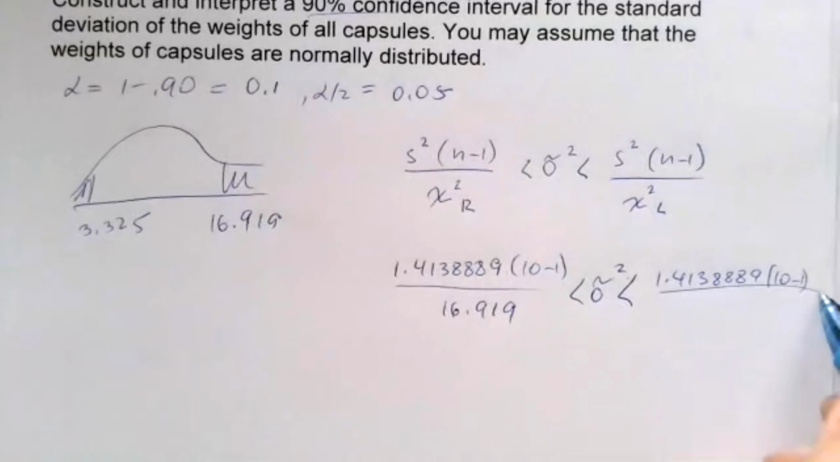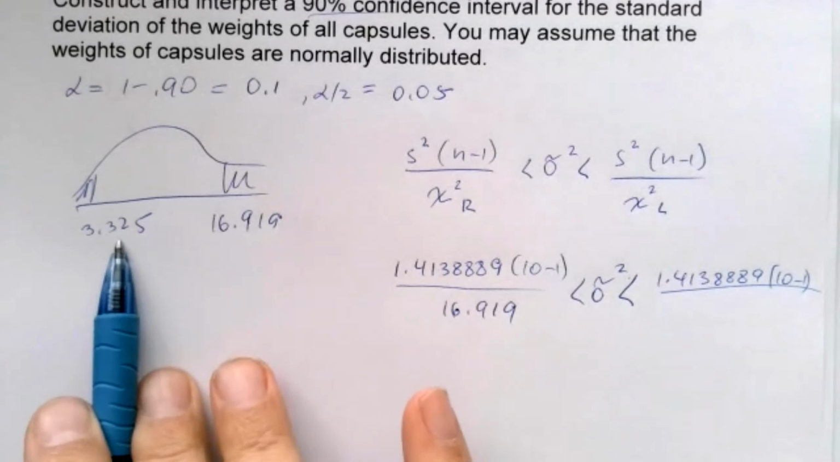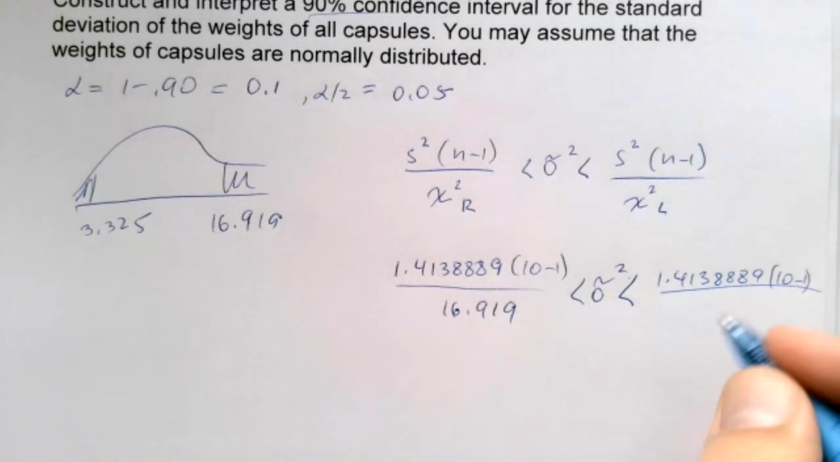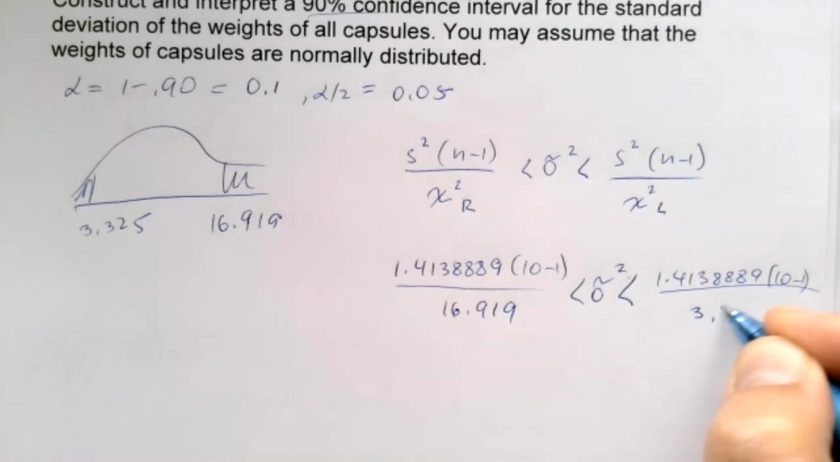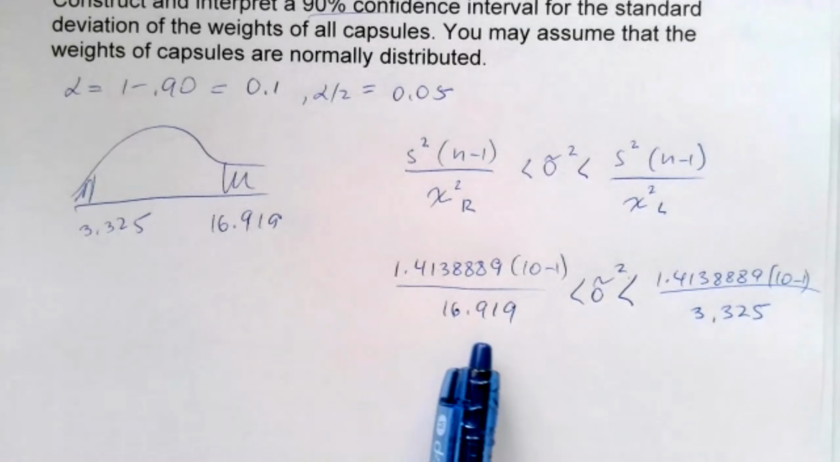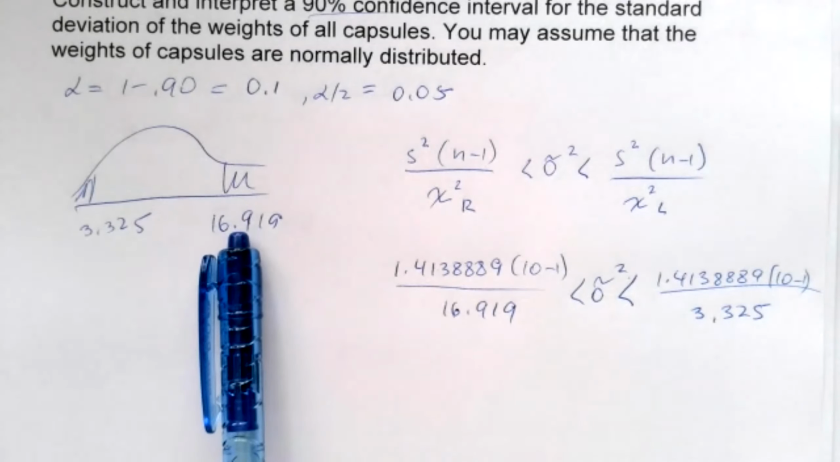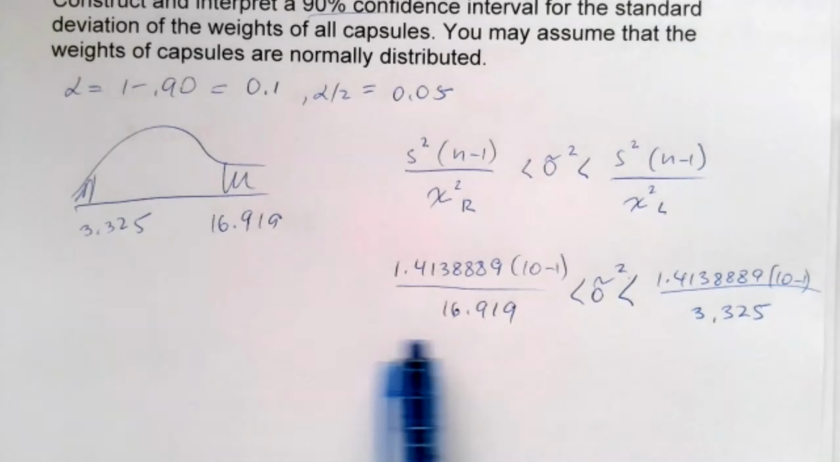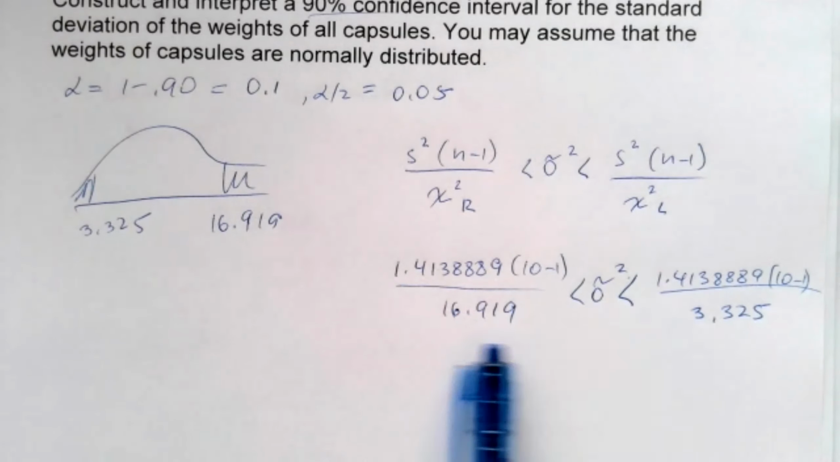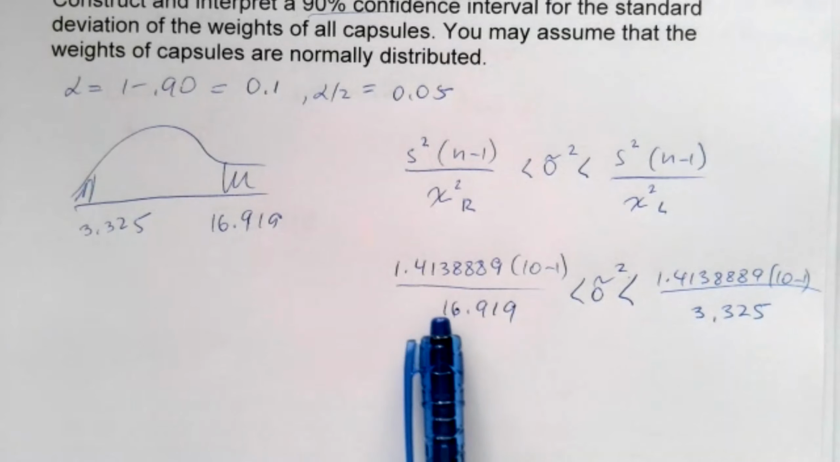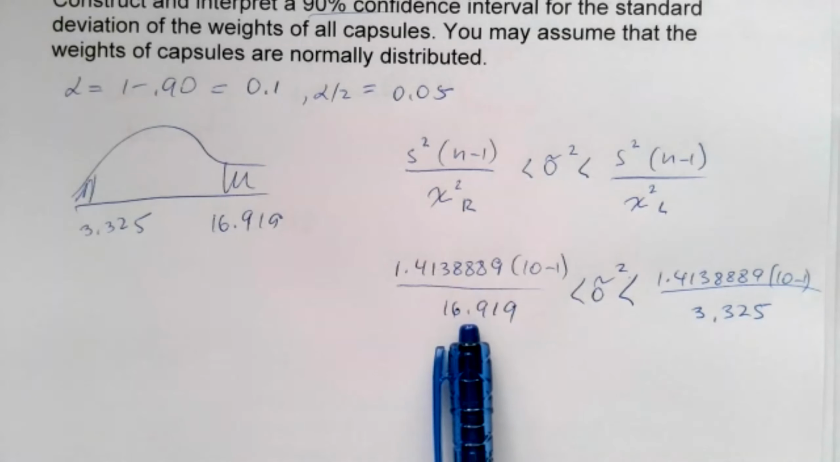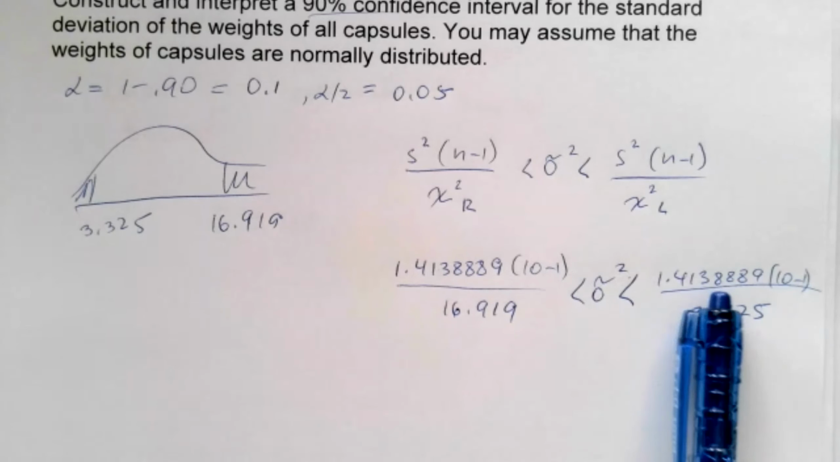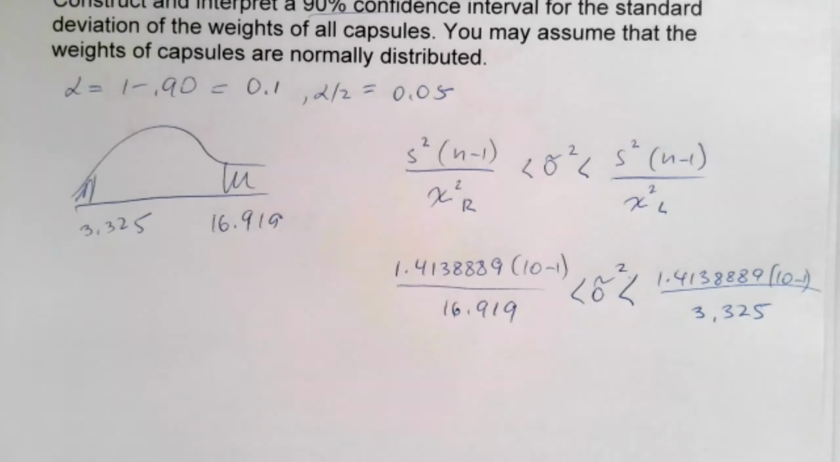But the denominator is going to be the chi-square value from the left side. So 3.325. And that makes sense too, because the value on the right is greater than the value on the left. And when you put it into the denominator, the greater value in the denominator makes the entire fraction smaller. So this value is smaller than that value. And that makes sense if you think in terms of intervals.